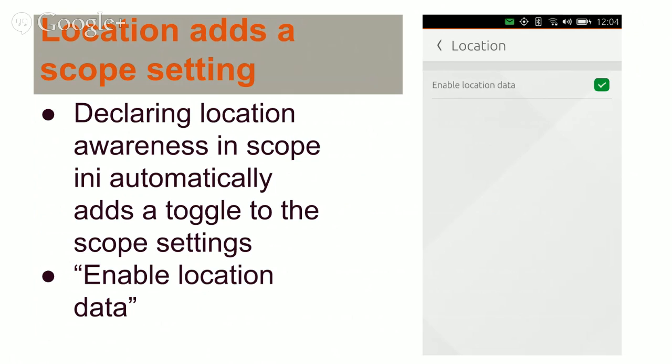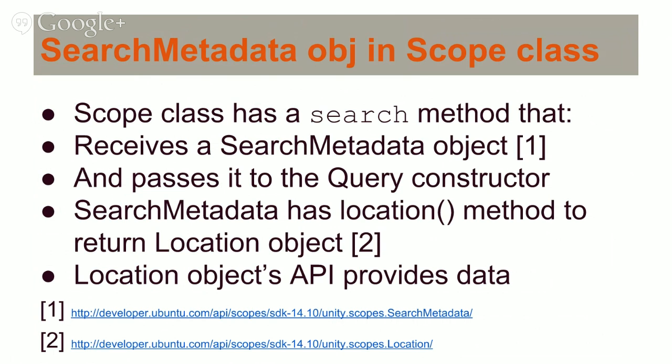And once you put that in, when you run the scope, you'll see the scope settings automatically has a toggle for the user to enable or disable location awareness. That's just automatic. Just thought I'd mention it. Okay, so now we're going to get down to the C++ code here and how it works. And I'll point out again that all of this is in the branch. You can get the branch and build it and run it, and it should work for you too.